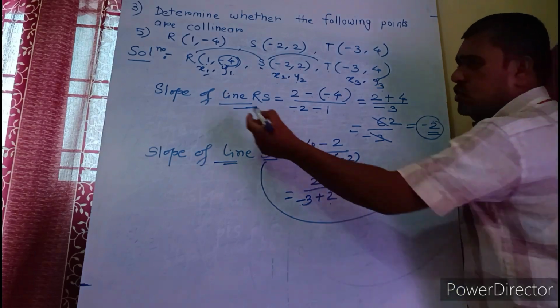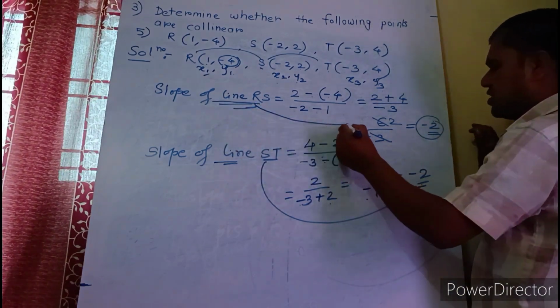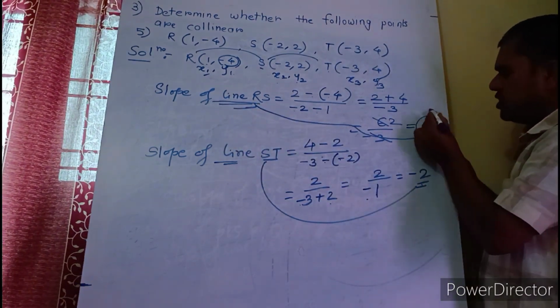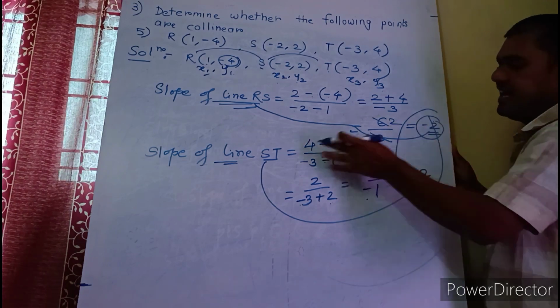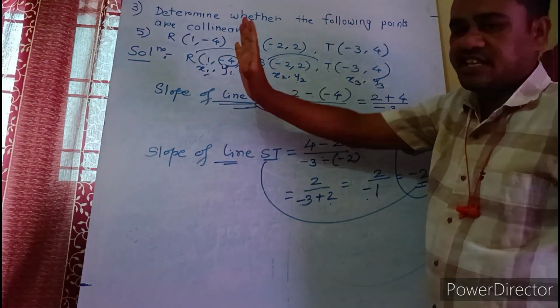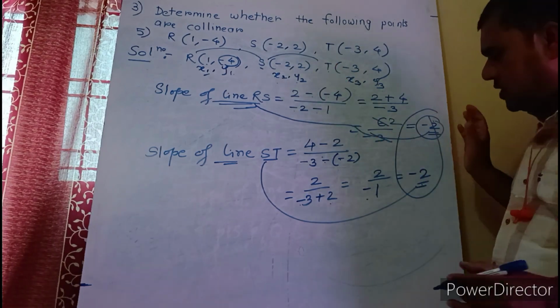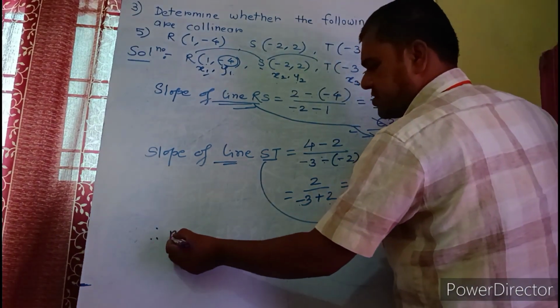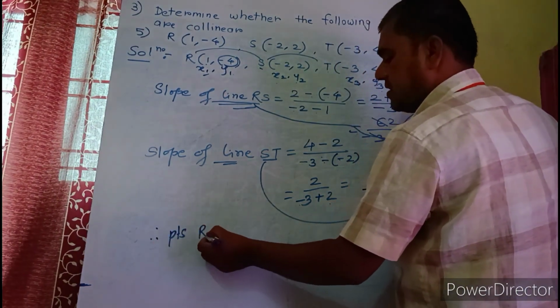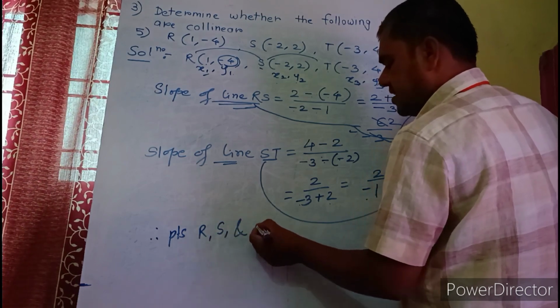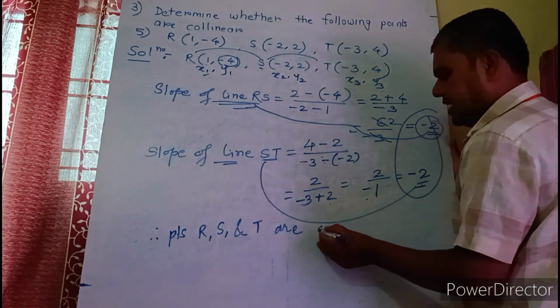At the same time, the slope of line RS is also minus 2. Here, both the slopes of the lines are equal. Therefore, these 3 points, points R, S and T, are collinear. Therefore, points R, S and T are collinear.